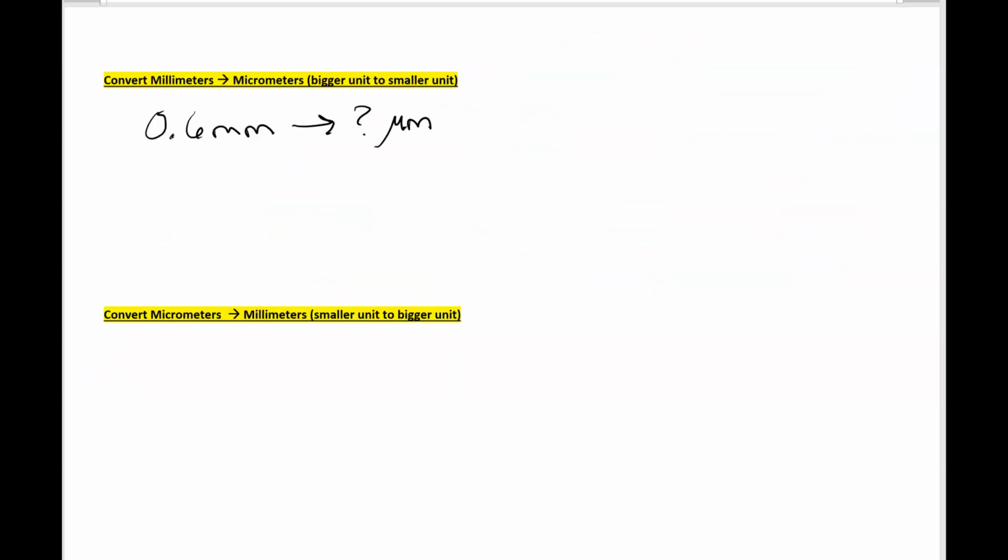So in order to convert your millimeters to micrometers, you have to multiply by 1,000. So I've set up the equation. My known was 0.6 millimeters. I also know that the conversion factor for millimeters to micrometers is that there's 1,000 micrometers for every 1 millimeter, similar to the fact that there are 12 inches in every 1 foot. We're just using metric units instead of English units.